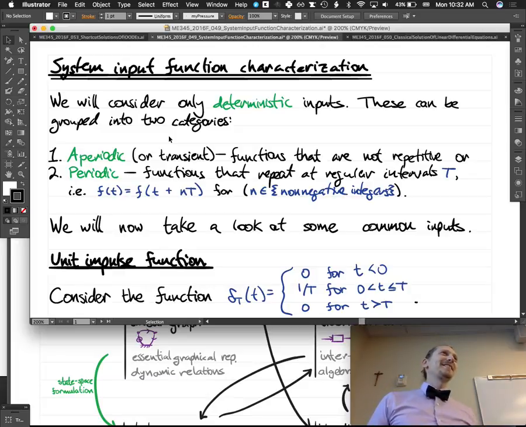System input function characteristics. So, chapter 8. We will consider only deterministic inputs for now. These can be grouped into two categories. What do I mean by deterministic inputs? Cause and effect. Yeah.